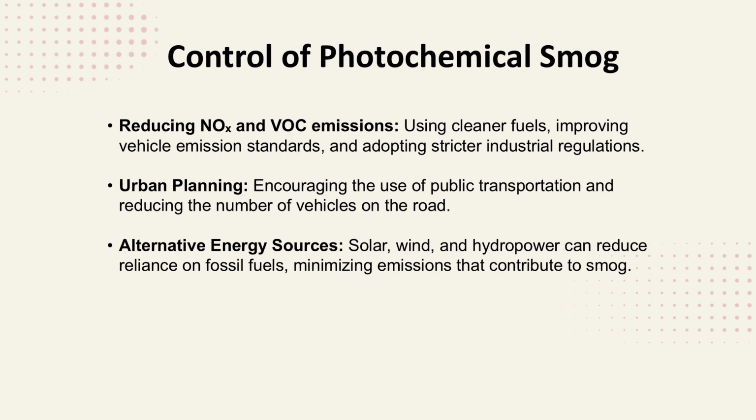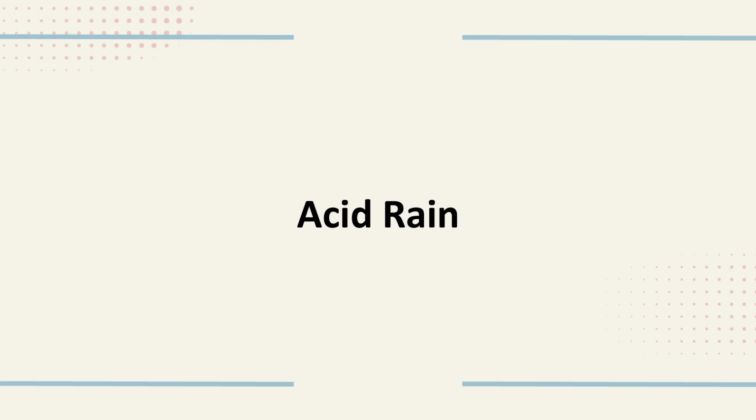alternative energy sources. Acid rain occurs when sulfur dioxide and nitrogen oxides react with water vapor in the atmosphere to form sulfuric and nitric acids. These acids then fall to the ground as precipitation, with harmful effects.